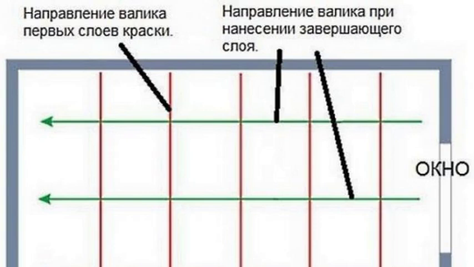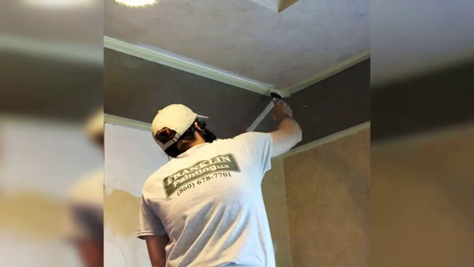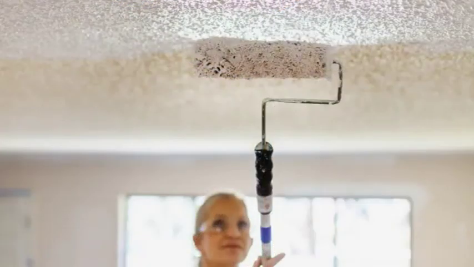3. Not using a roller with the right nap length. The nap length of your roller will affect the thickness of the paint film. If you use a roller with too long of a nap, you'll get a thick, uneven coat. 4. Not applying enough coats of paint. One coat of paint is rarely enough to cover a ceiling properly. You'll need to apply at least two coats, and sometimes even 3, for a smooth, even finish.